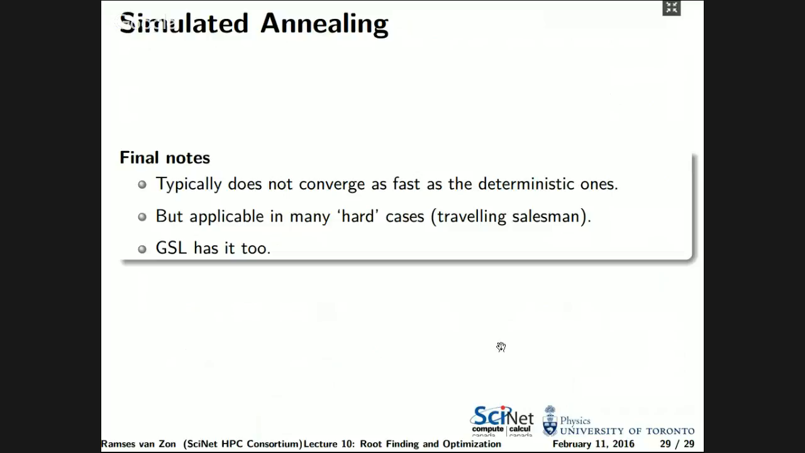Okay. So that was it for today. Root finding, minimization, lots of different things. I will post a homework using the GSL later today.